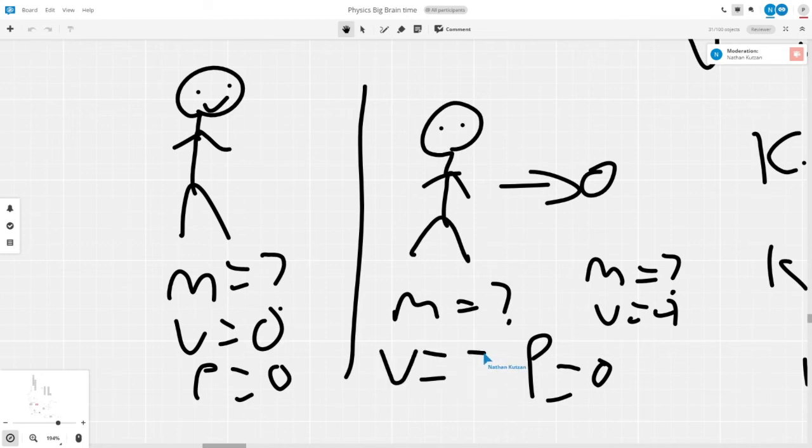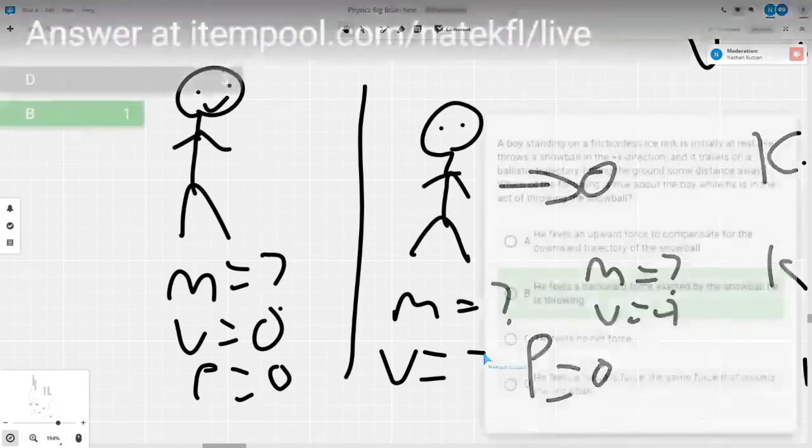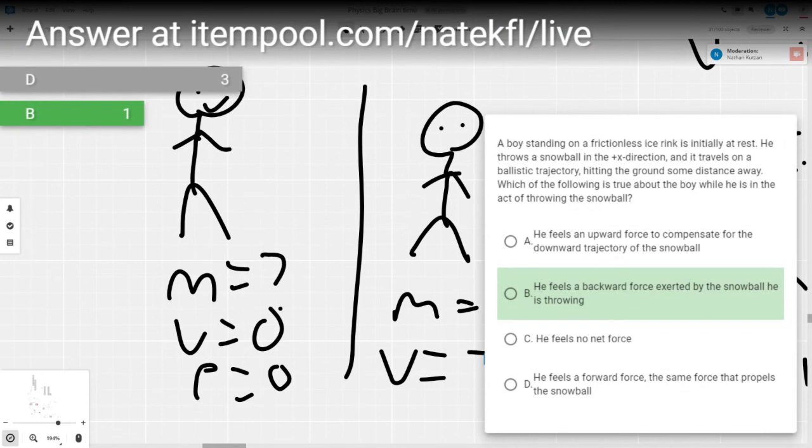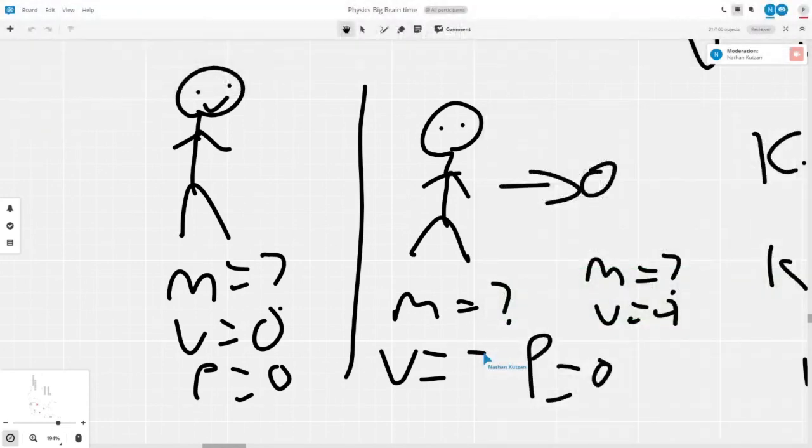And in order for him to have started moving backwards, there had to have been a force on him from him throwing the ball forwards. So that's why it says that the answer is he feels a backwards force exerted by the snowball he is throwing. And again, just think about it. If you imagine you're on a frictionless surface like ice, and you have a boulder, and you throw the boulder, you're going to go backwards after you throw the boulder. The boulder will go forwards, but you will start moving backwards a little bit.